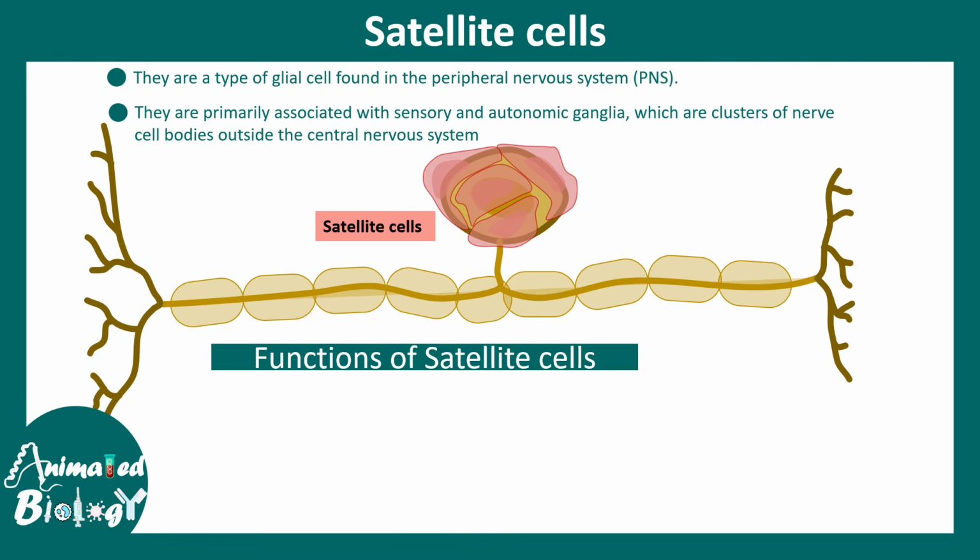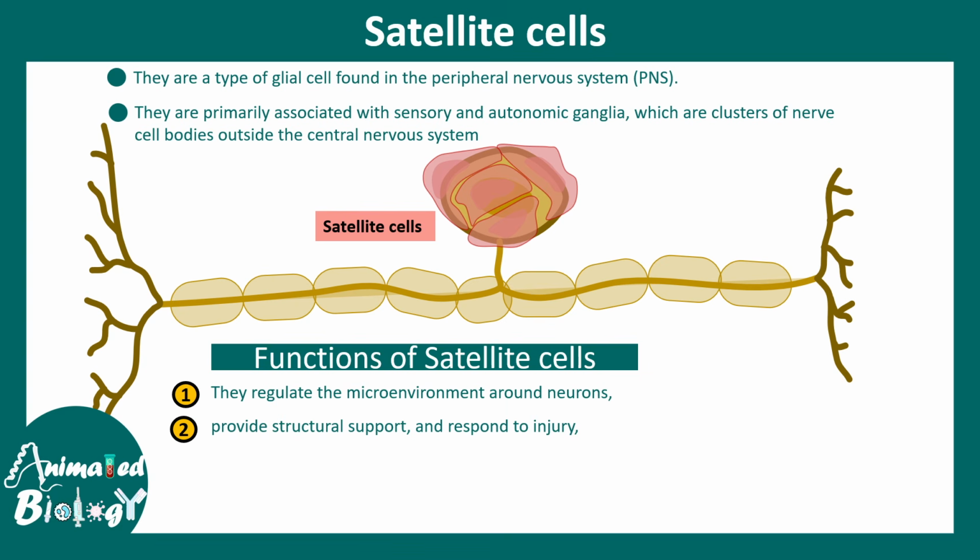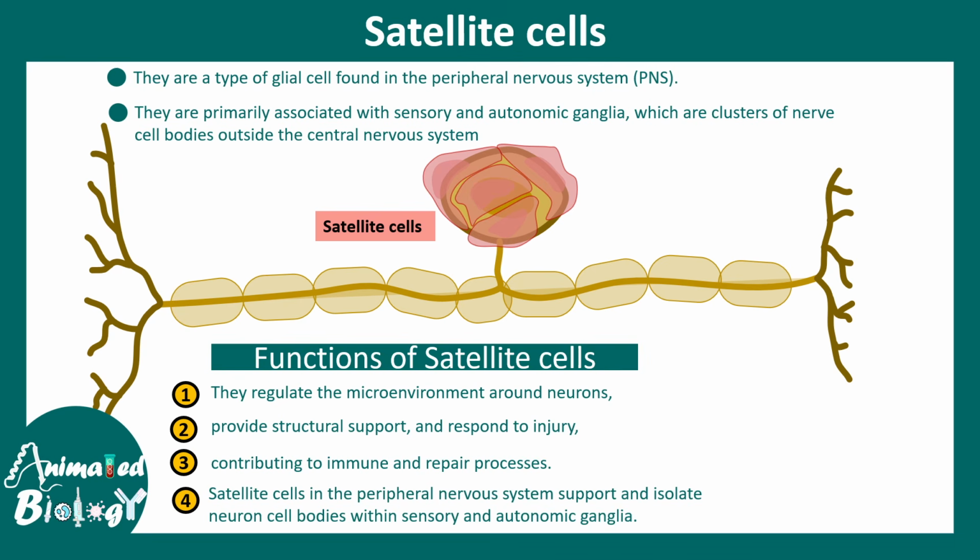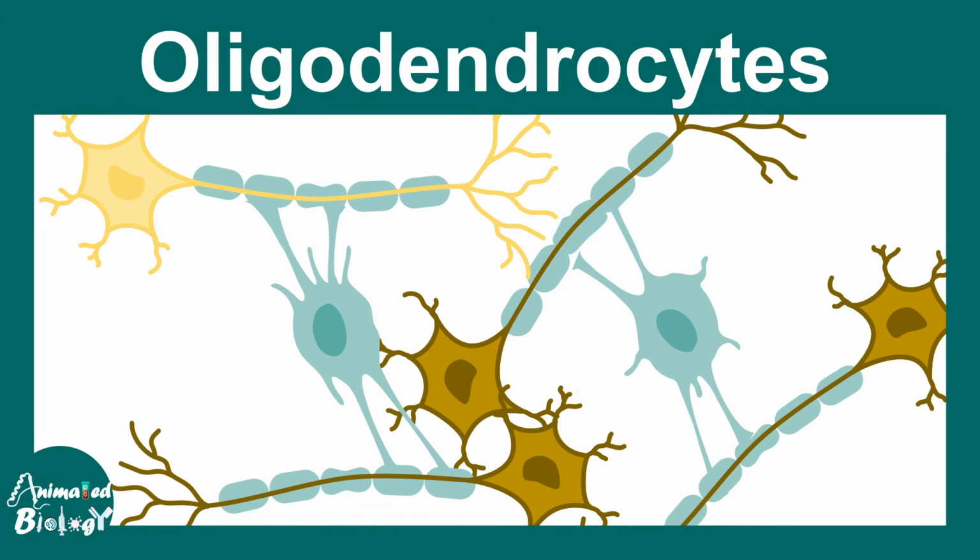But what is the function of these cells? They regulate the microenvironment near the neurons. They provide structural support and respond to injury. They contribute to immune and repair processes. Also, satellite cells of the peripheral nervous system isolate the neuron cell bodies within the sensory and autonomic ganglia.